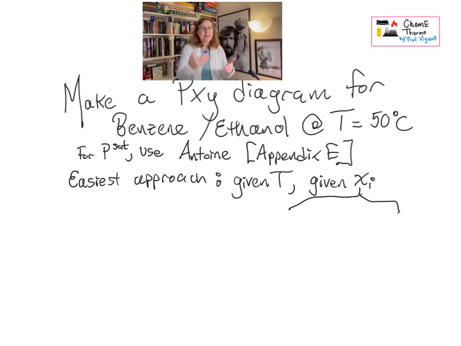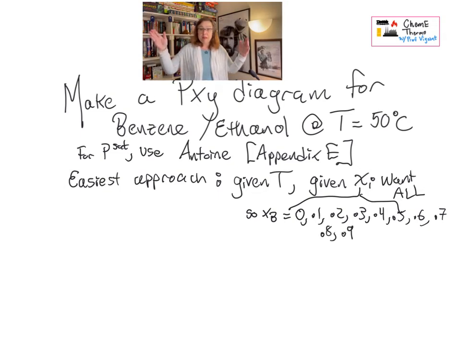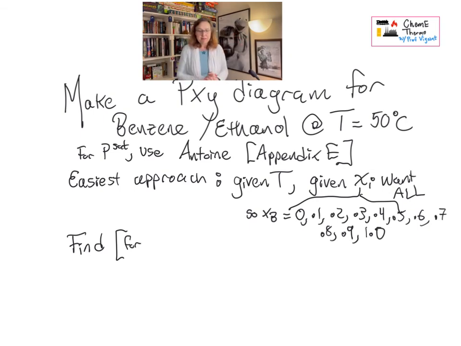So you've been given a T. So we're always working at that temperature. And we're going to assume a series of liquid phase mole fractions. So let's pick benzene, for example. We're going to do X sub benzene from zero, and then at 0.1 increments all the way to pure benzene, which is a liquid mole fraction of 1.0. Okay, so we're going to solve this system of three equations 10 times, right? Actually 11 times, because to get the endpoints, it's 11.